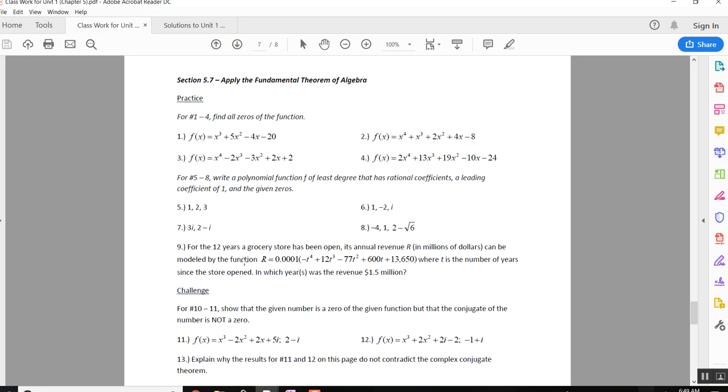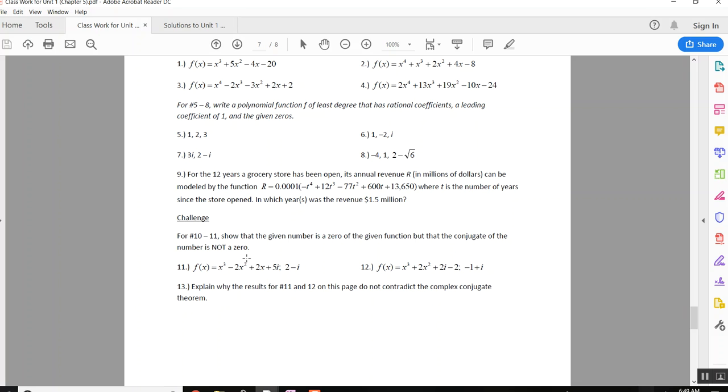Okay, next up, we've got 5 through 8, which is writing a function with these as a given zero. So you're kind of working backwards. So I'll do number 8.